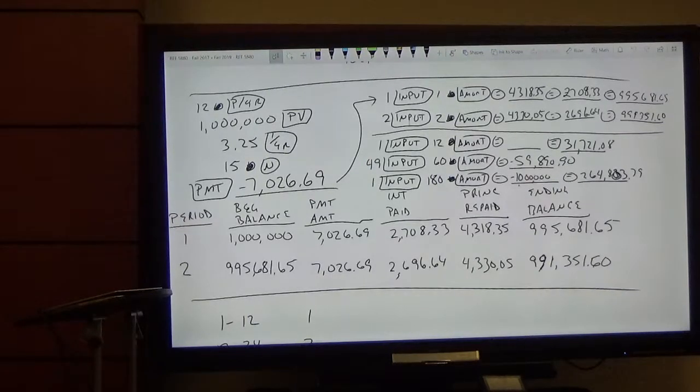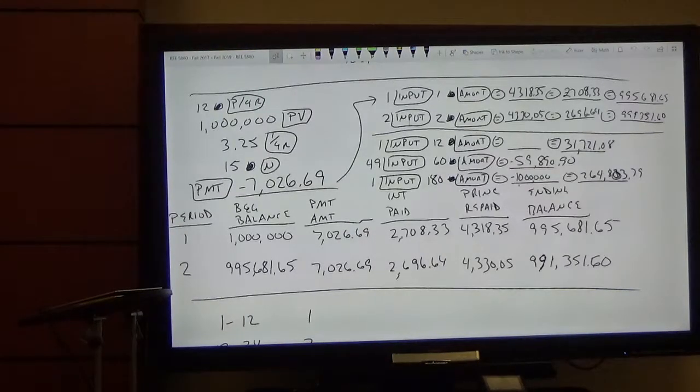Now for the interest paid, this is where I go back to the basic math of how we get to that number. As I showed you earlier, you take the beginning balance, then multiply that by the interest rate. But in this case, we've also got to divide that interest rate by 12. It's now a monthly interest rate. And so there we get the 2708.33.